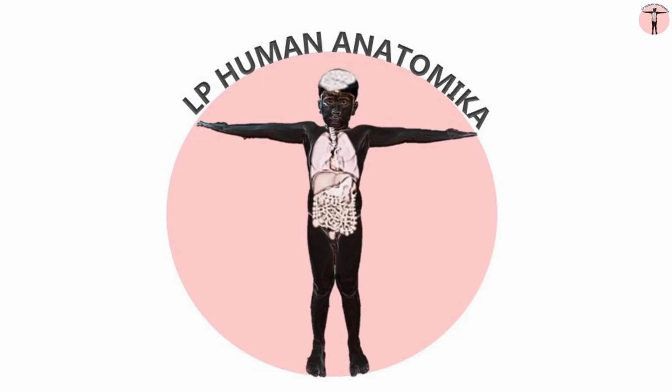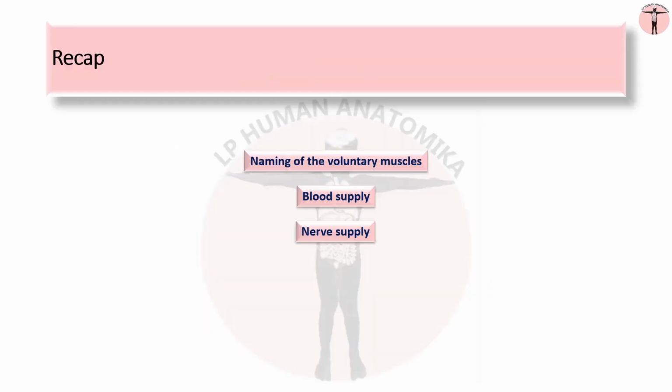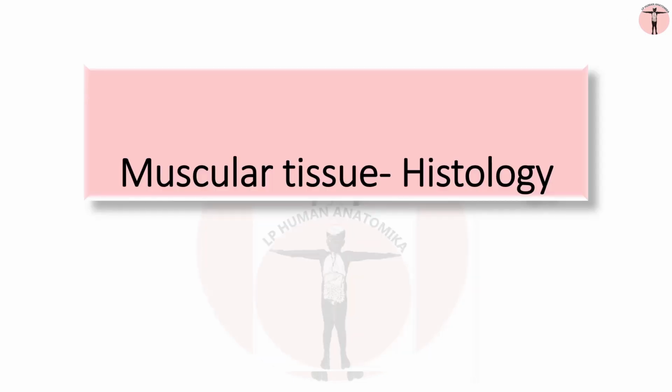Welcome back to Anatomiqa. In the last session, we completed discussing naming of the voluntary muscles, blood supply, and nerve supply of the muscle. In this session, we will discuss the details of the histology of muscular tissue.